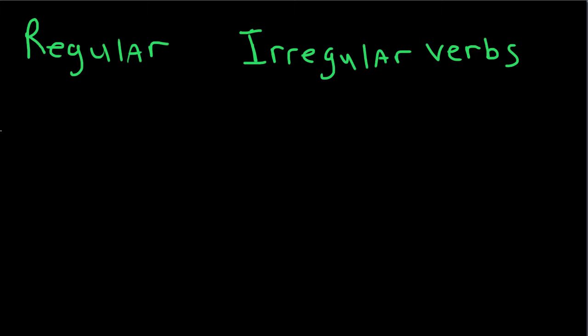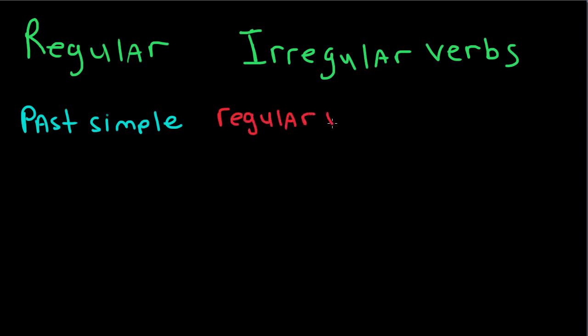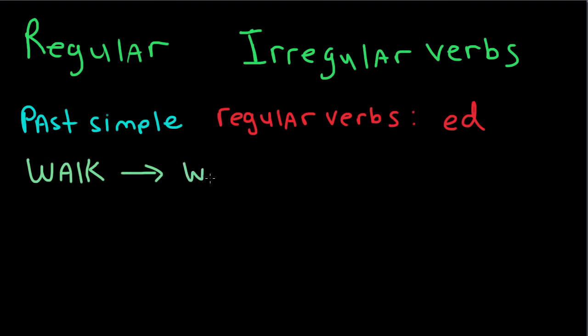So when we use the past simple with regular verbs, we normally add ed on the end. Let's look at some examples. Walk, in the past simple, because it's a regular verb, we add ed and it becomes walked. Now, when we conjugate these verbs, they're the same for all the pronouns.